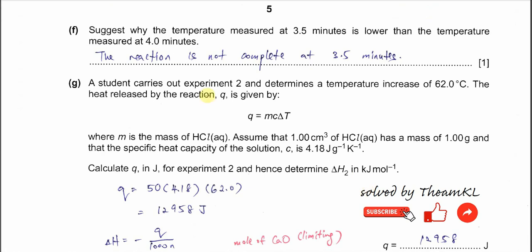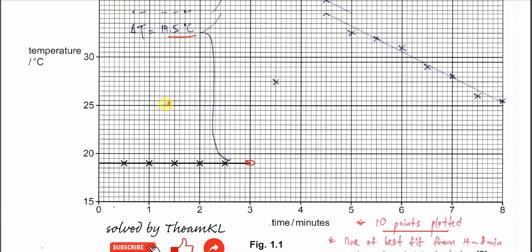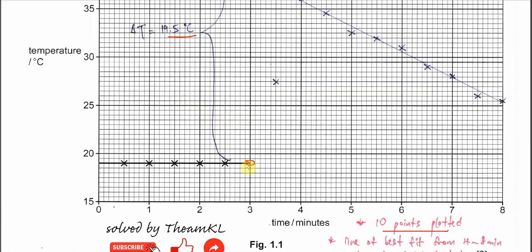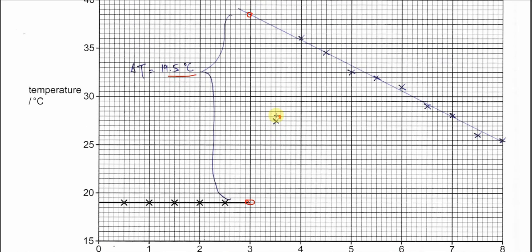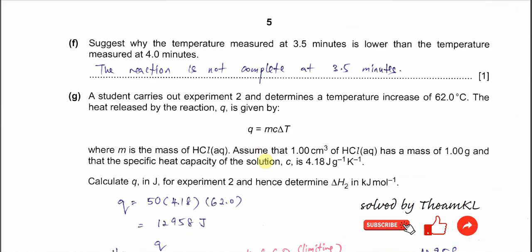Okay, part F. Suggest why the temperature measured at 3.5 is lower than the temperature at 4 minutes. This is very easy, because the powder was added at the 3rd minute, and within 30 seconds the reaction is still not complete. So that's why the temperature is still increasing. That's the reason: the reaction is not complete at 3.5 minutes.